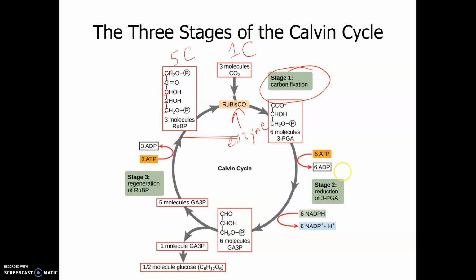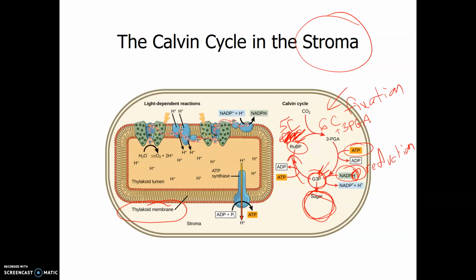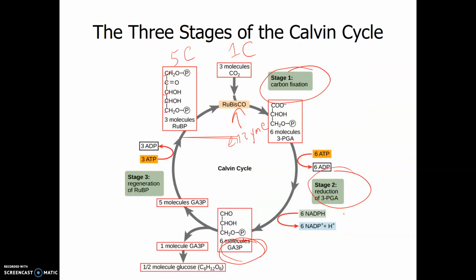The reduction stage is when ATP and NADPH are used to reduce 3-PGA into G3P or GA3P. GA3P and G3P are the same thing. You go back to this page, it was written as G3P. Same thing, GA3P is glyceraldehyde 3-phosphate.